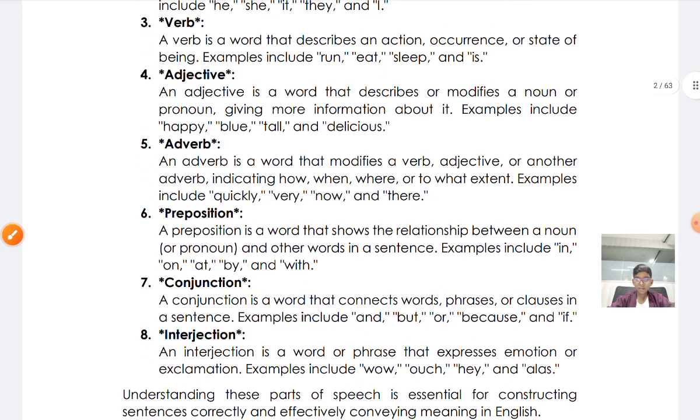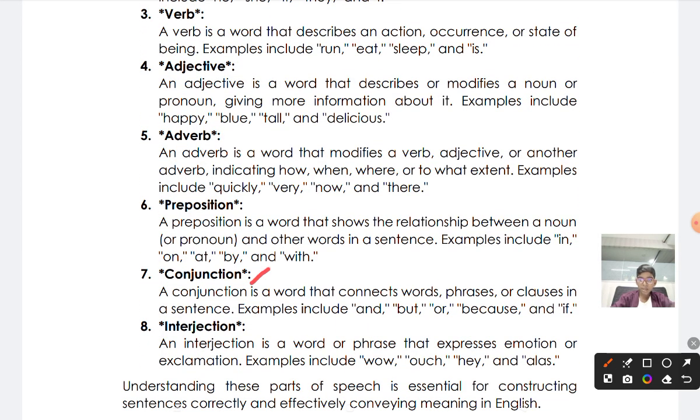So next comes the conjunction. A conjunction is a word that connects words, phrases, or clauses in a sentence. Examples include and, but, or, because, and if. So next comes the interjection. An interjection is a word or phrase that expresses emotion or exclamation. Examples include wow, ouch, hey, alas.